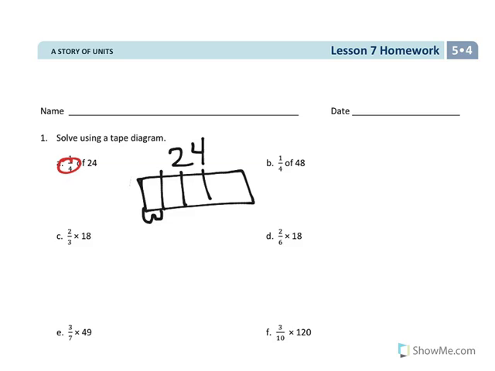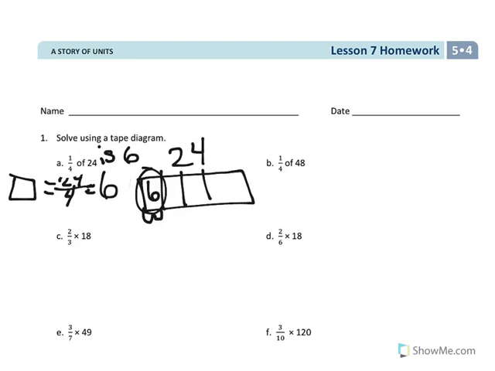So if I put 24 into 4 pieces, in other words, 1 square would equal 24 fourths, or 24 divided by 4, which equals 6. So one of these squares is 6. So if I have 1/4, I have 1 square. So 1/4 of 24 is 6.